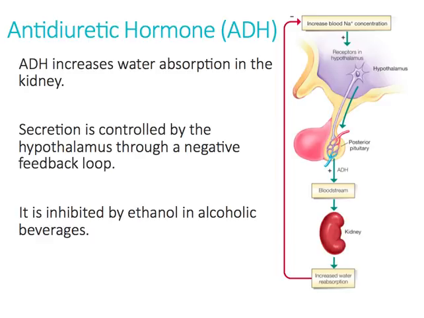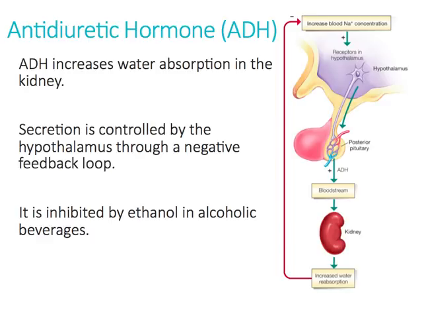Antidiuretic hormone is another incredibly important hormone. It increases water absorption in the kidney. This secretion is controlled by a negative feedback loop, which means as you produce antidiuretic hormone, it will come back and cause less of it to be released. So antidiuretic hormone increases water absorption, which means if you are running around and your body needs more water, antidiuretic hormone will cause more water to be absorbed by your kidneys.